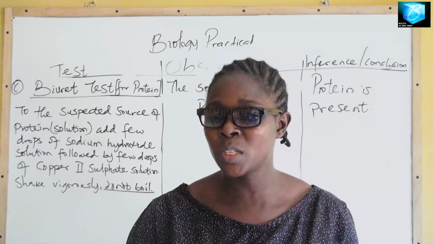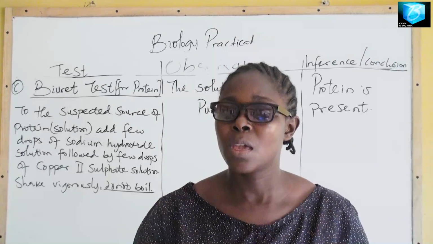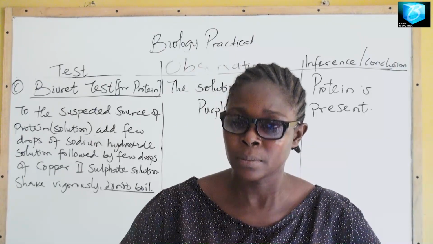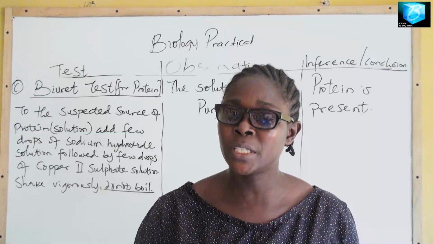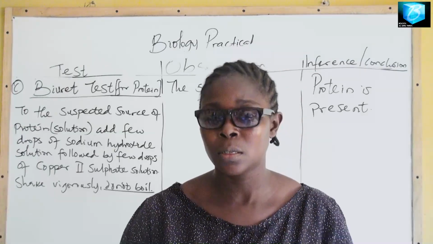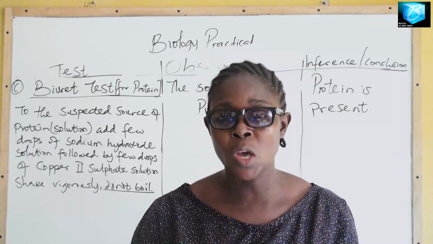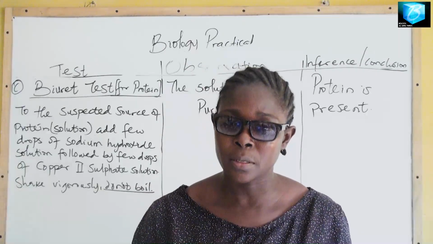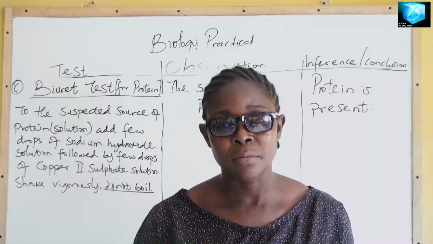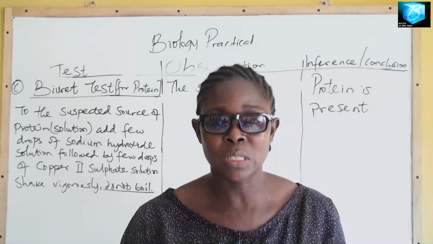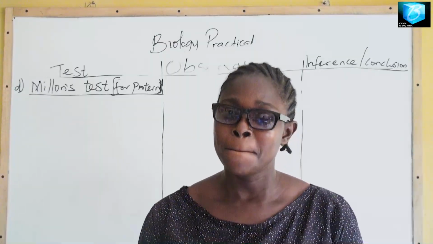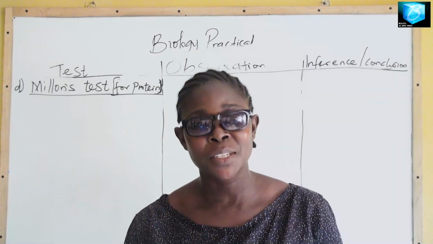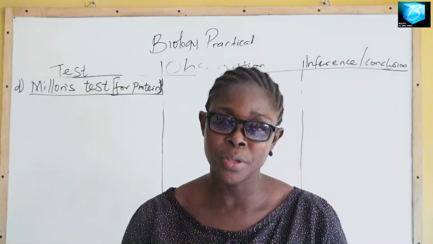The next practical we want to talk about is Millon's test. Millon's test is also for protein, and the name of the reagent used is Millon's reagent. This solution is colorless. Colorless means that it looks like water. Like I said, Millon's test is also for protein, and the reagent is Millon's reagent.